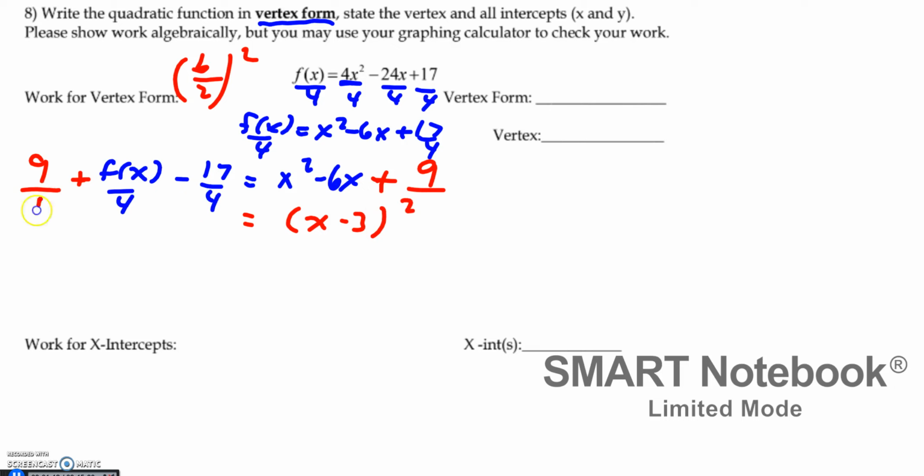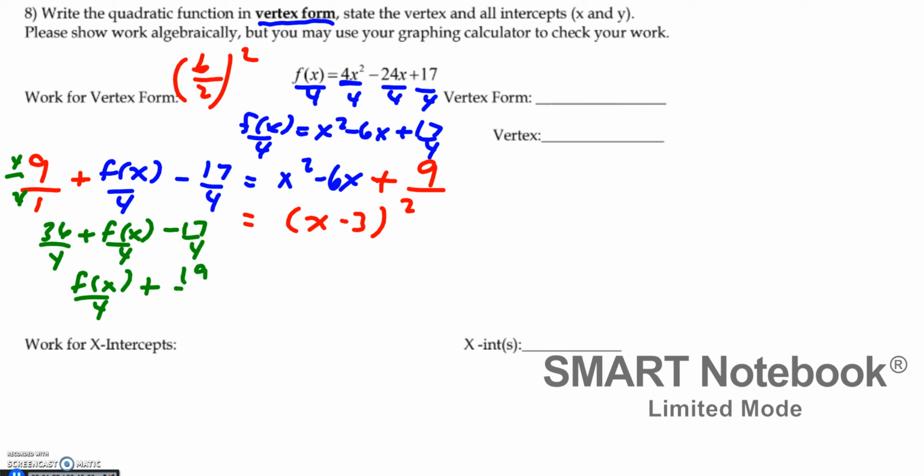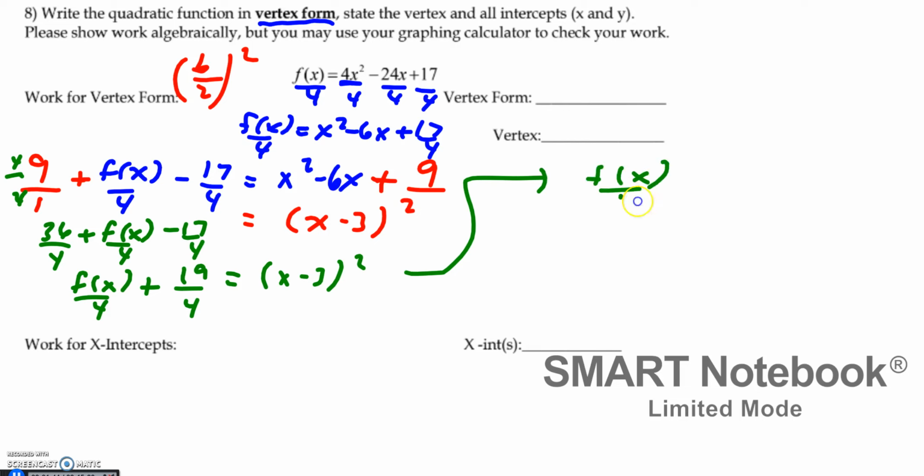And this side, if this is really 9 over 1, if we get a common denominator and multiply this by 4 over 4, this is really 36/4 plus f of x over 4 minus 17/4 equals x minus 3 squared. This side becomes f of x over 4 plus 36 minus 17 gives me 19/4 equals x minus 3 quantity squared. If I bring the work over here and try to continue to get f of x by itself, we would have f of x over 4 equals x minus 3 squared minus 19/4.